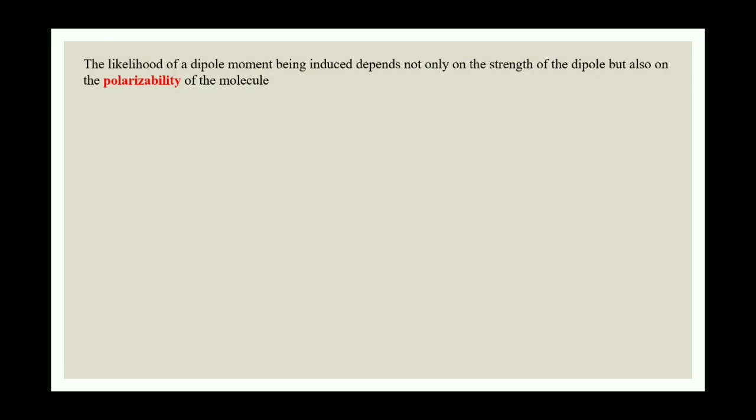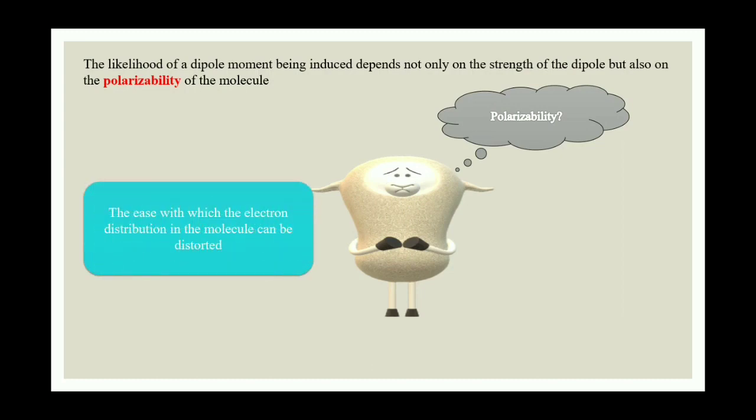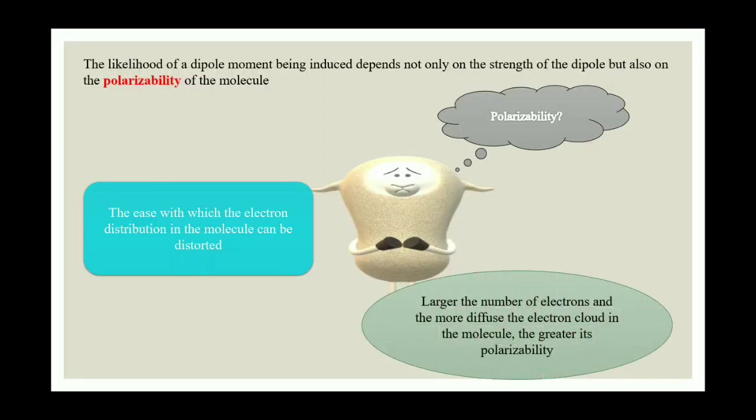The likelihood of a dipole moment being induced depends not only on the strength of the dipole but also on the polarizability of the molecule. What is polarizability of a molecule? It is the ease with which the electron distribution in the molecule can be distorted. It is a measure of how easily the electron cloud is distorted by an electric field. The larger the number of electrons and the more diffuse the electron cloud in the molecule, the greater will be its polarizability. So that is what polarizability is, a measure of how easily the electron cloud can be distorted.